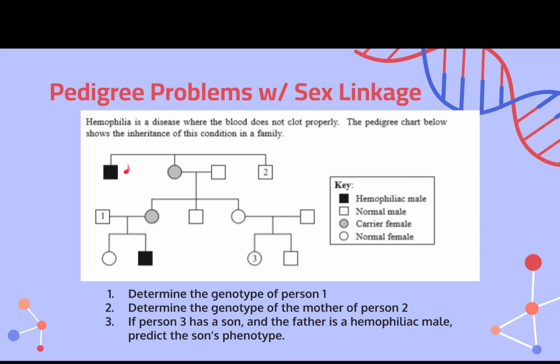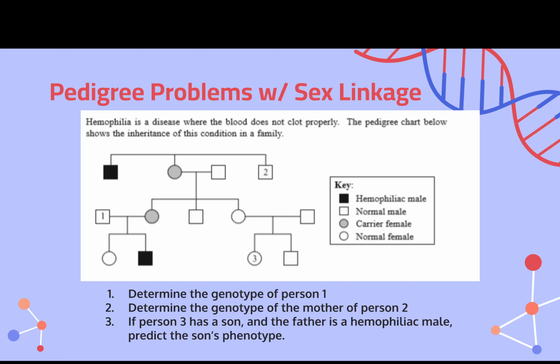We also see that the child is the hemophiliac male child. Sorry, the child is hemophiliac, so that means that he has the X lowercase h Y gene, which means that his father gave him the Y, and his mom definitely had the X lowercase h allele because she had to have passed it down to the child.